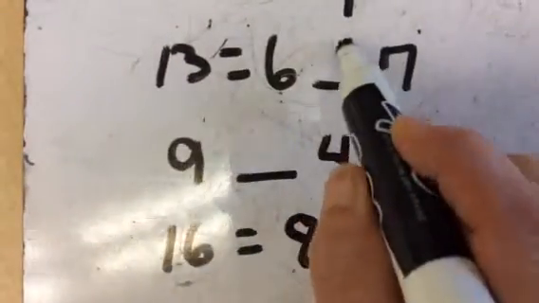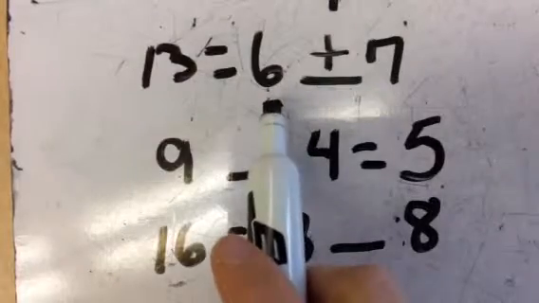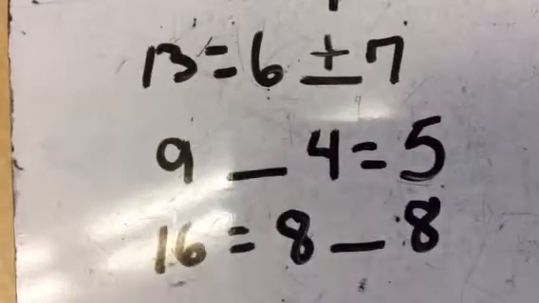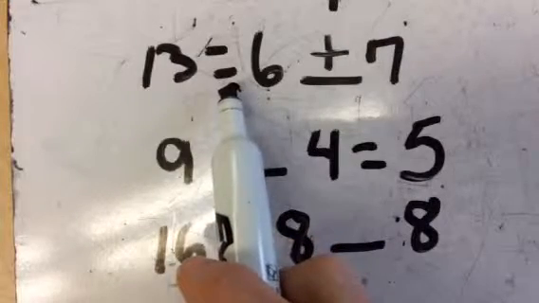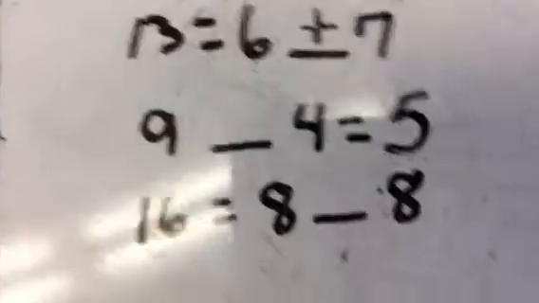So if I think about this and say 6 plus 7 equals 13, I'm going to check it and say, well, I know 6 plus 6 is 12, plus one more because it's actually a 7 equals 13. That's true. So 13 is equivalent to or the same as equal to 6 plus 7, okay? Let's look at the next one.